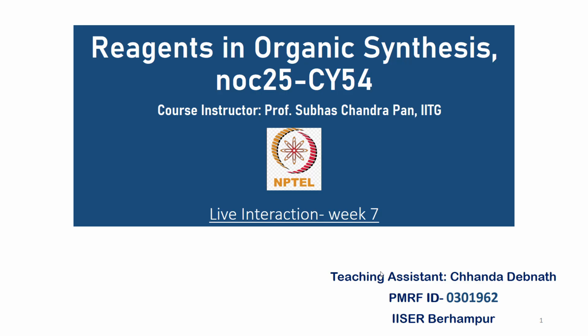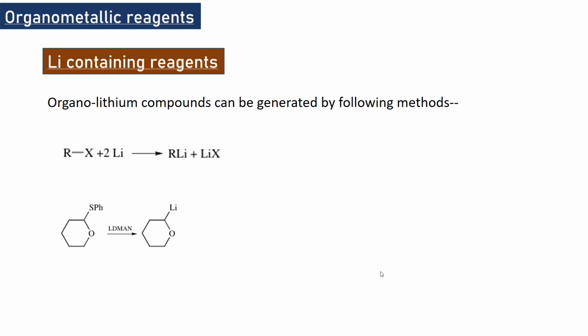So in the previous classes I was discussing the reagents based on silicon, sulfur, phosphorus, etc. Today we will discuss reagents based on organometallic compounds. First we will start with group 1 and 2 metals, that is, I am talking about the periodic table, then we will go to the transition metal compounds. So first is lithium containing reagents.